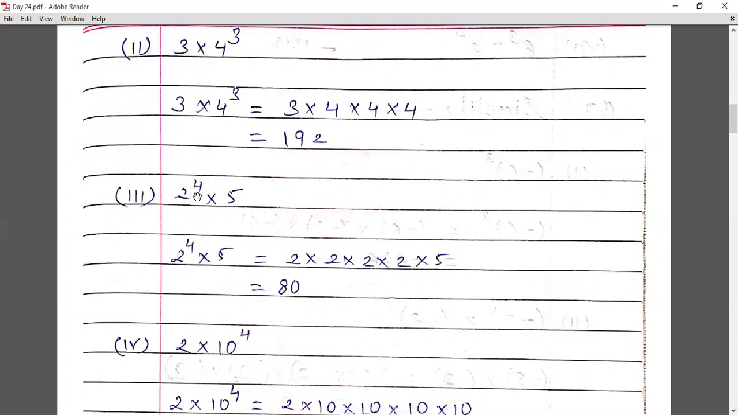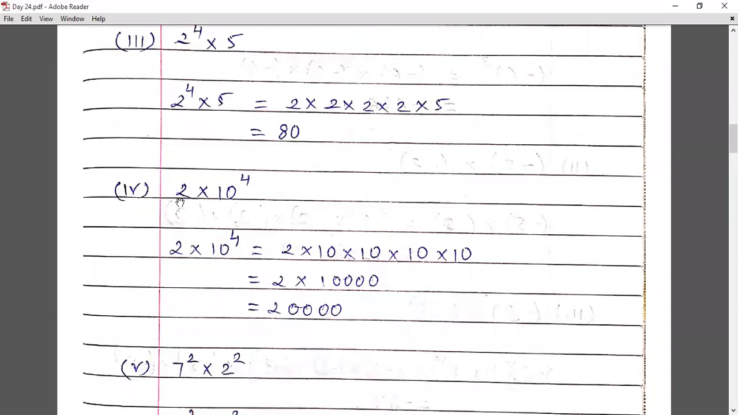Part 3 is 2 raised to 4 into 5. That means 2 into 2 into 2 into 2, 4 times, into 5. 2 2s are 4, 4 2s are 8, 8 2s are 16, 16 5s are 80.